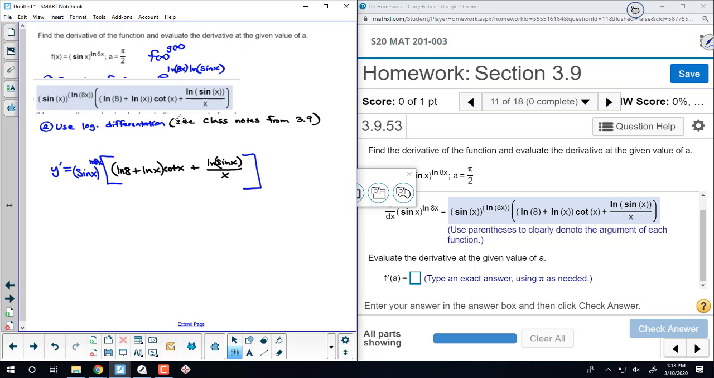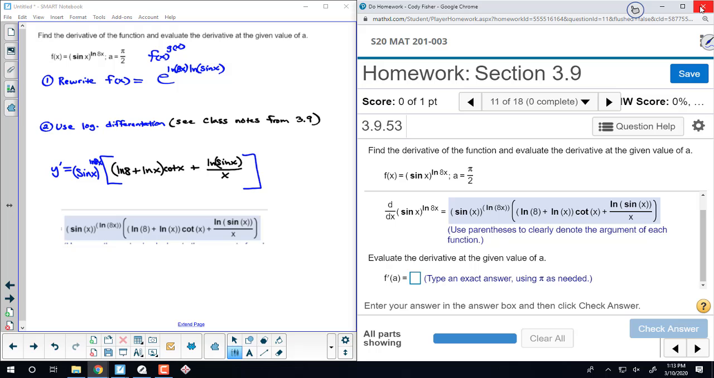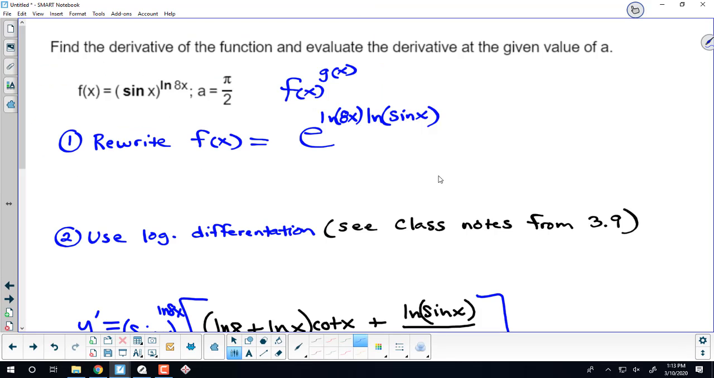All right. And then the only other thing we need to do is plug in pi over 2 for the x's here. The natural log isn't going to yield a nice value for pi over 2, but we could get a value for cotangent at pi over 2 and sine at pi over 2. Yeah, so sine of pi over 2 is going to be 1, so the natural log of that is going to go away. So it probably won't look as hideous as we think it might.